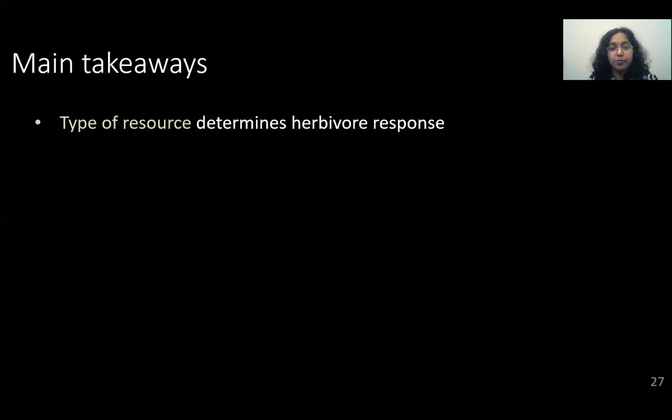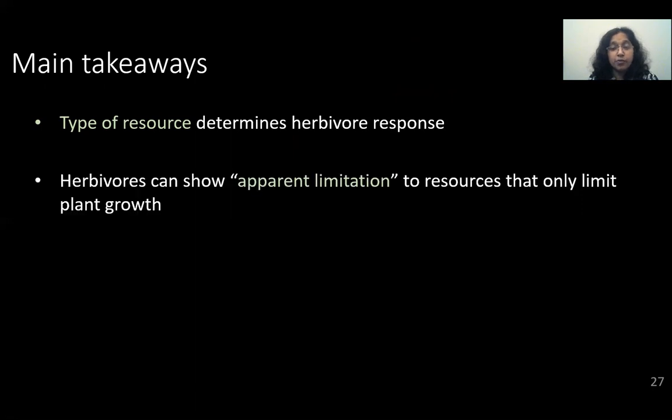In summary, we find that it is important to distinguish between the different types of resources while studying plant-herbivore interactions. Herbivore abundance can increase or decrease depending on the resource type and herbivore response. Herbivores can also show apparent limitation to resources that do not directly limit their growth. These findings have important consequences for herbivore exclosure experiments. The outcomes of these experiments may vary depending on the resource gradients and the type of herbivore response to resource concentrations and plant biomass.